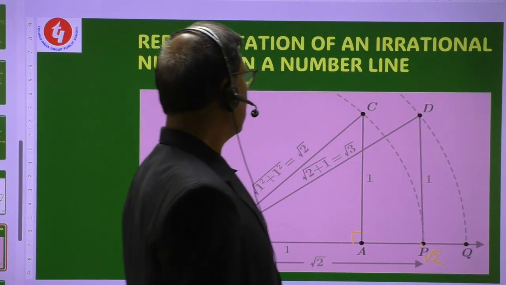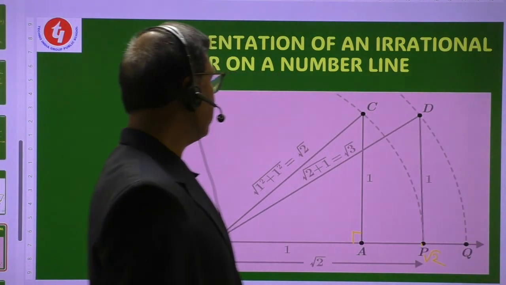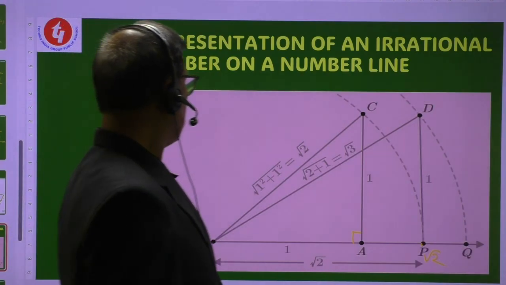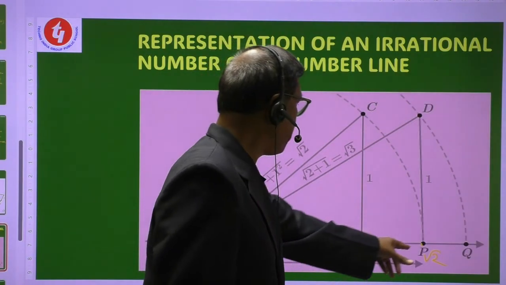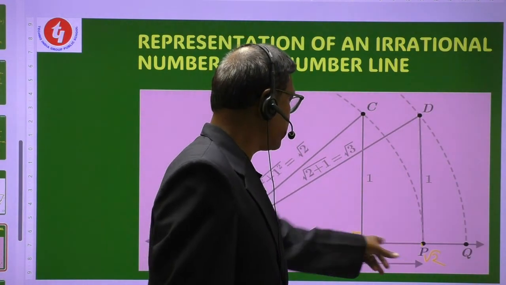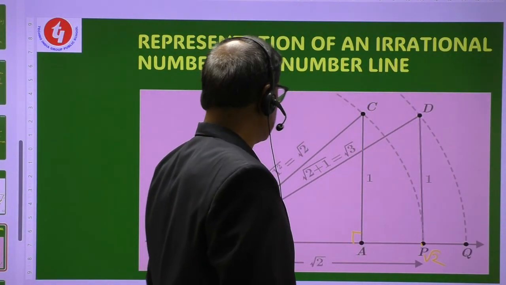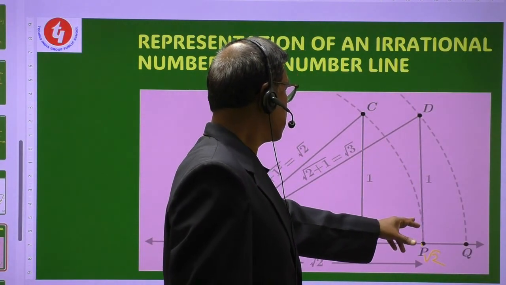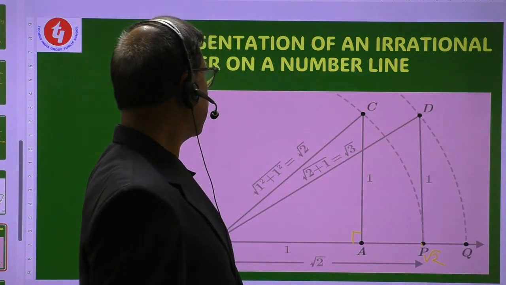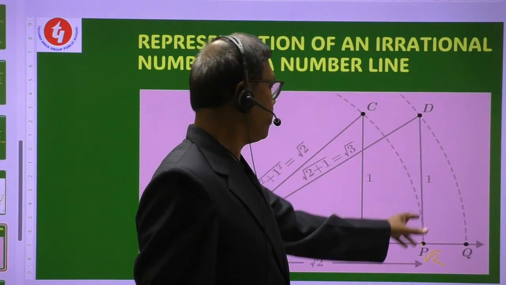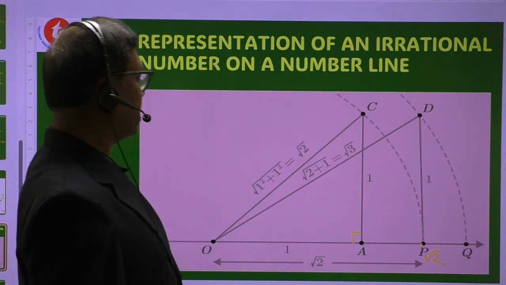Q represents root 3. How? OD is root 3. Because OP here is root 2 and the other leg is 1. So this leg is root 2, this is 1. Again applying Pythagoras theorem, this hypotenuse is root 3: root 2 square, that is 2, plus 1 square, 1. This is root over 3. That is, OD is root over 3.